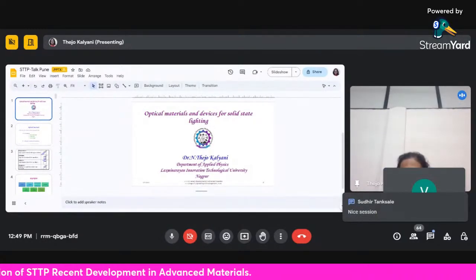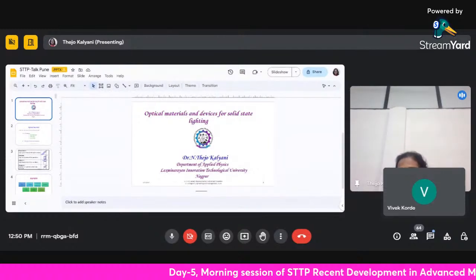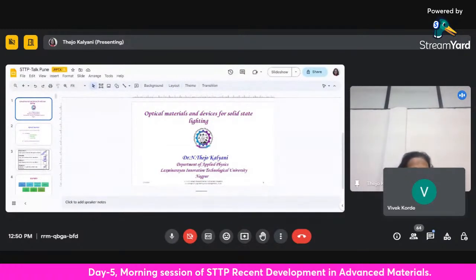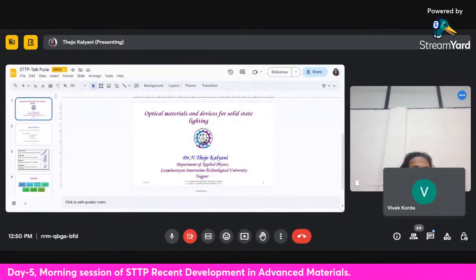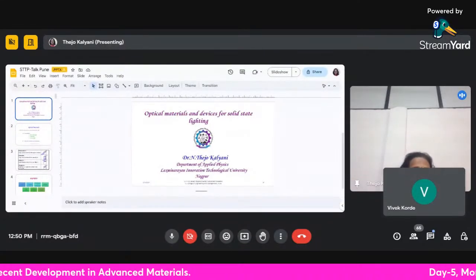Yes, yes, yes. We actually made the OLED device also, but I didn't show those slides because there were already around 180 slides which I had made. So I thought the time would be short, and hence I deleted those slides.